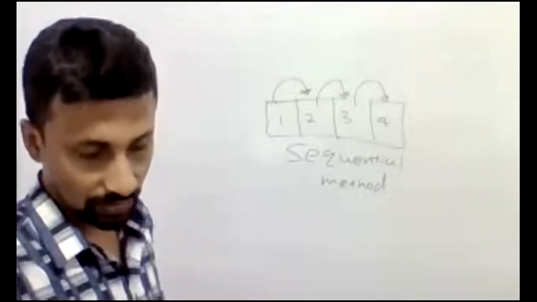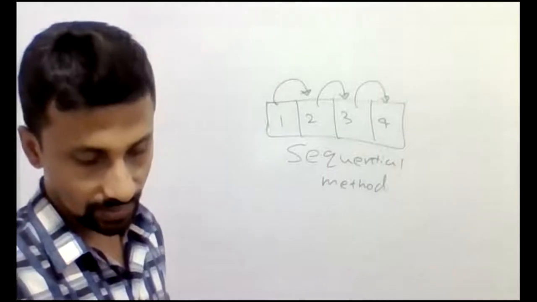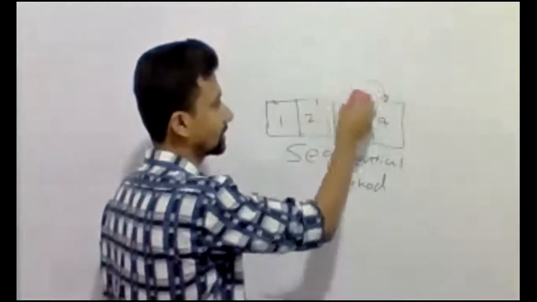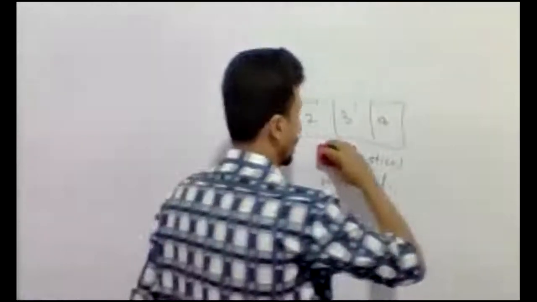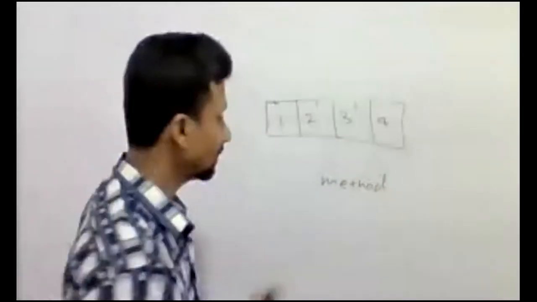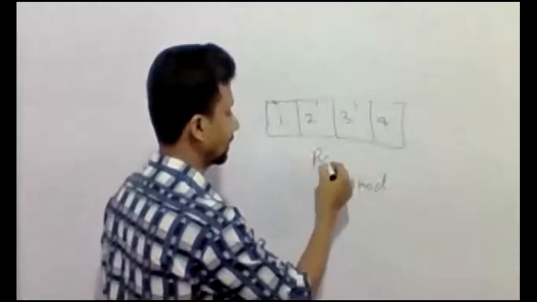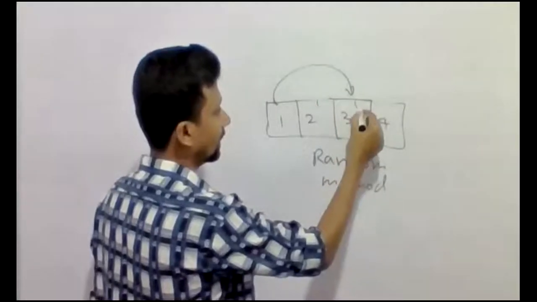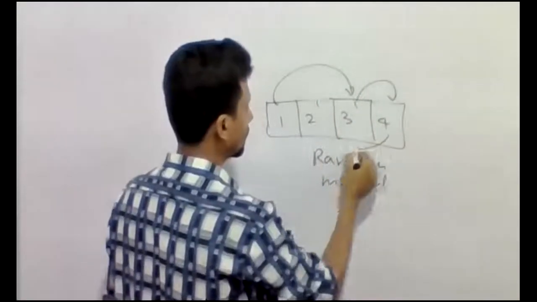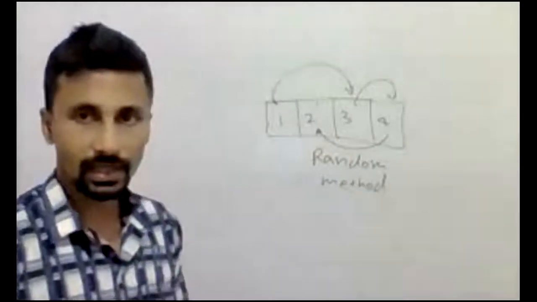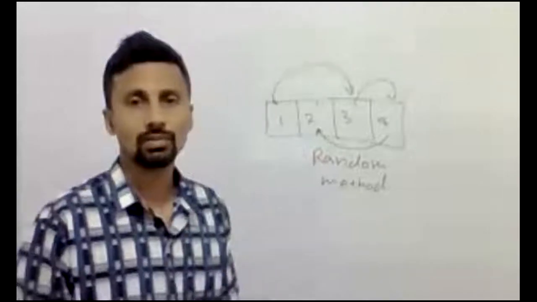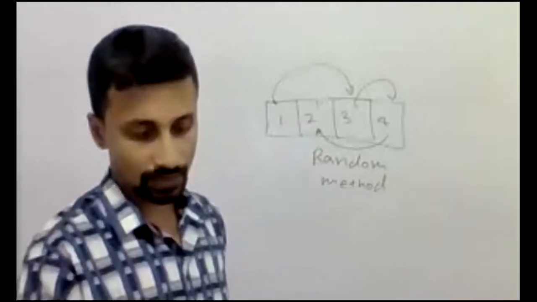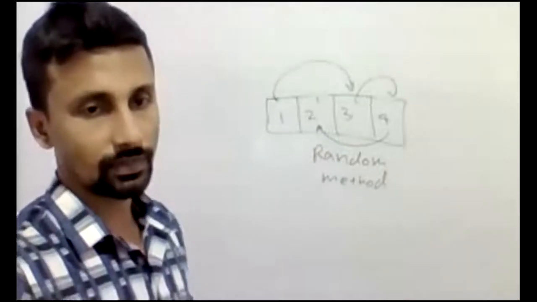Then the next one, random access: individual addresses are identified directly and the data is accessed immediately. That means you can put CD and DVD as an example. In random order, you can jump from here to this one, again from here to this one. So in a CD, when you are listening to music, you can jump to any song you wish to listen to, right? So this is called random method. You can take it down there, in that space.